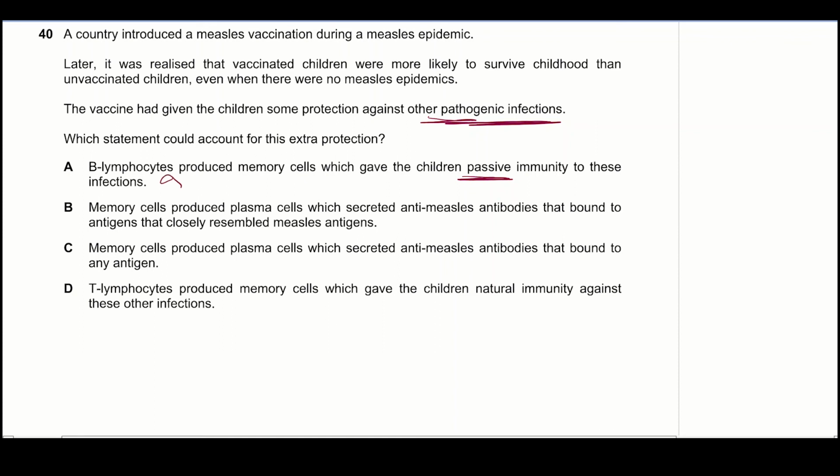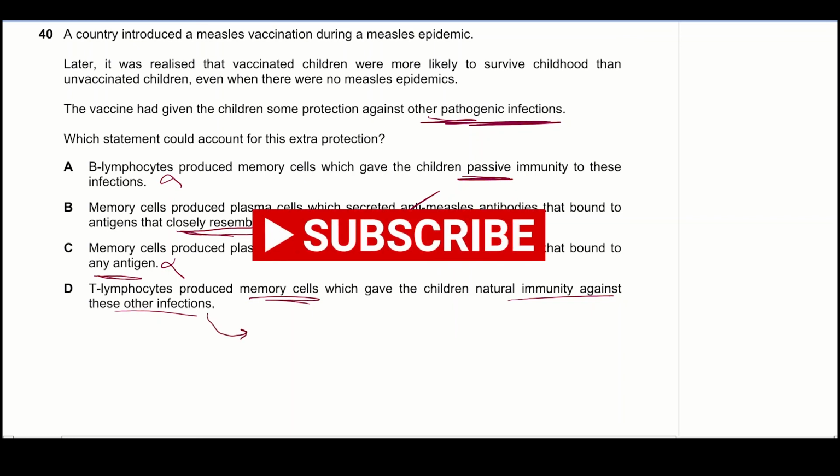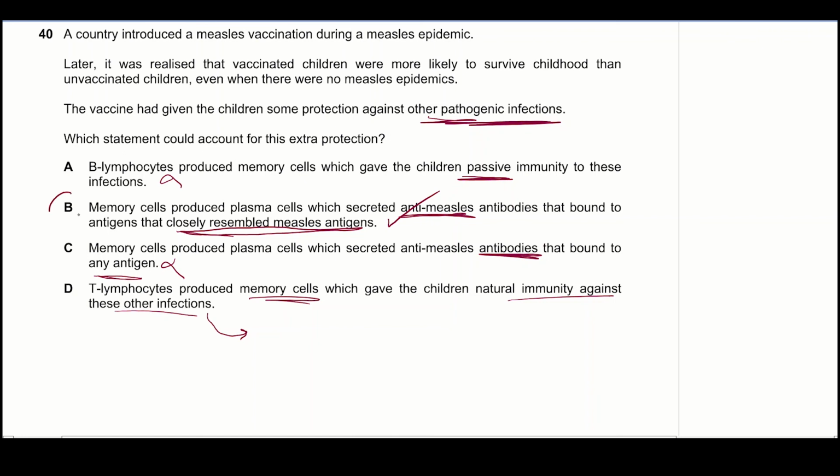B. Memory cells produced plasma cells which secreted anti-measles antibodies that bound to antigens that closely resemble measles antigen. This is correct because here it says it gave other protection against other pathogenic infections. So this is correct. Why? Because the antibodies are kind of similar to other pathogenic infections. C. Memory cells produce plasma cells which secreted anti-measles antibodies that bound to any antigen. As we mentioned earlier, we know that antibodies are specific, so they cannot bind to just any antigen, so this is incorrect. D. T lymphocytes produce memory cells, which gave children natural immunity against other infections. In this case, other infections is not really specific, so the only correct answer is going to be B.